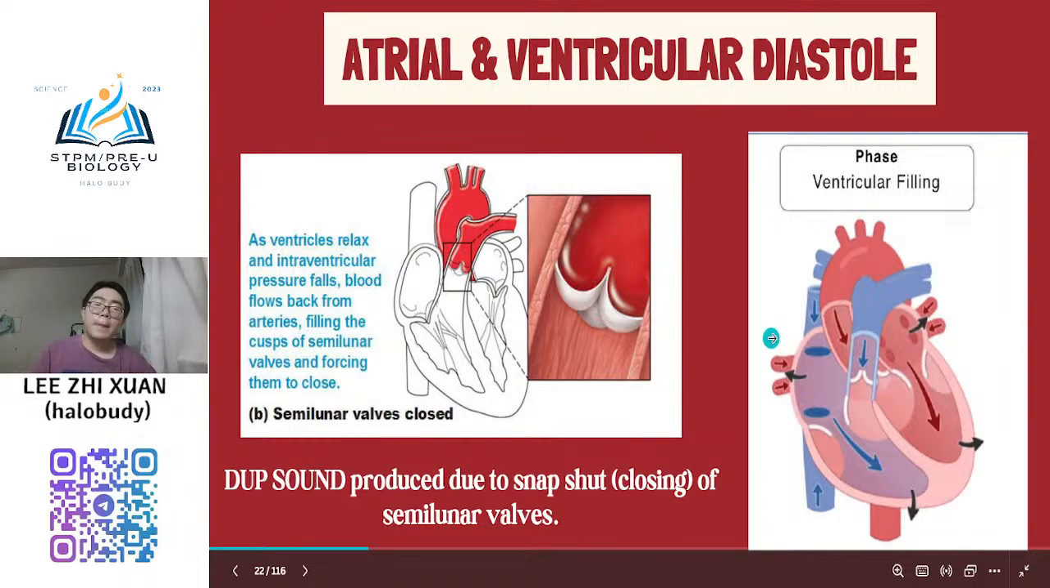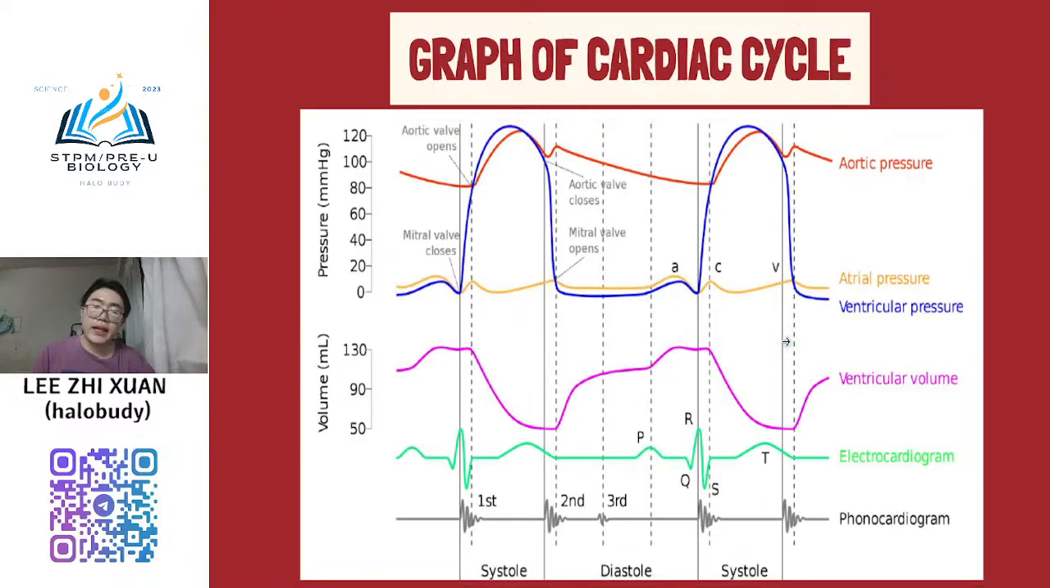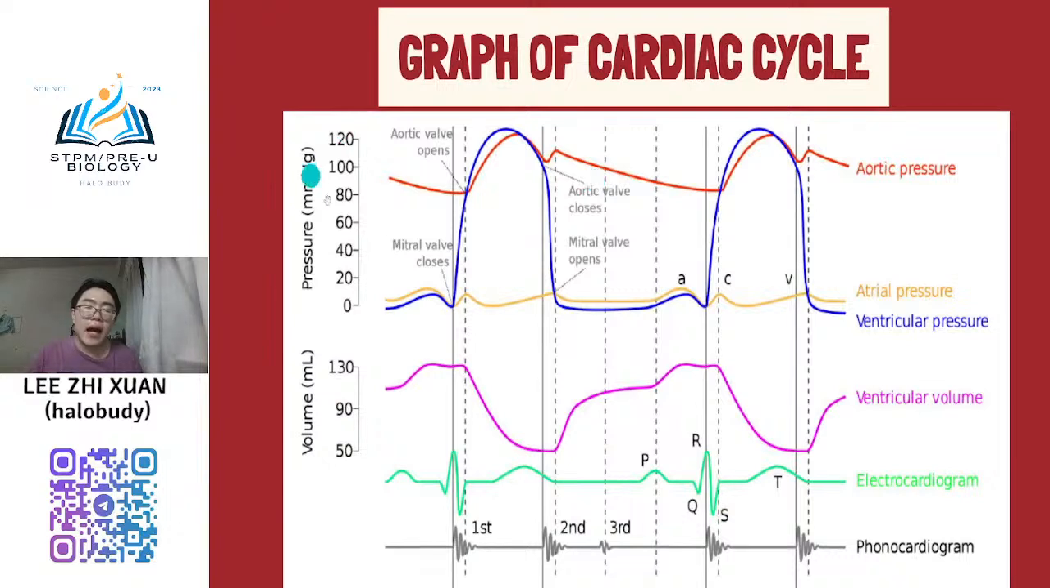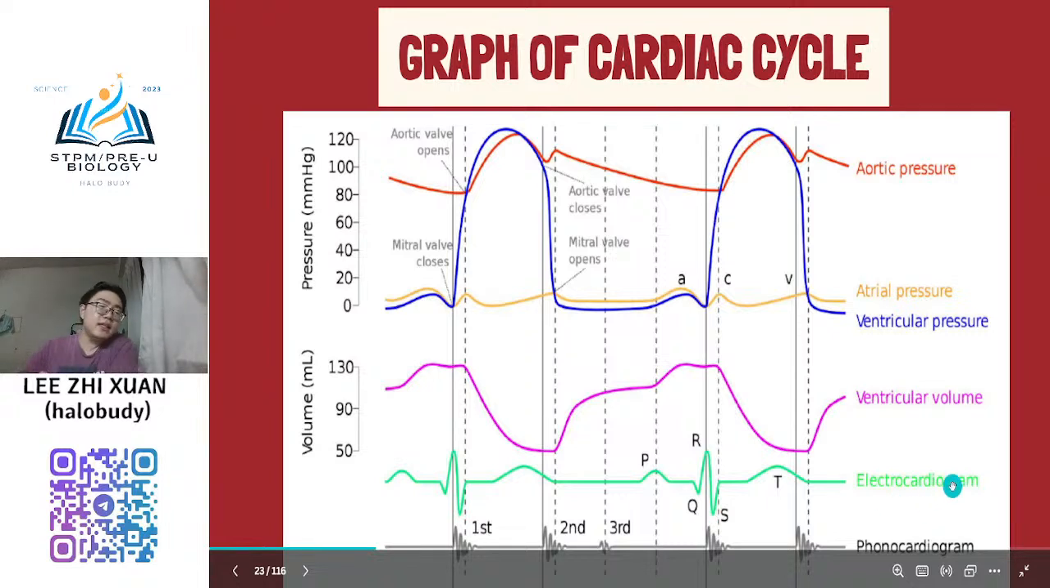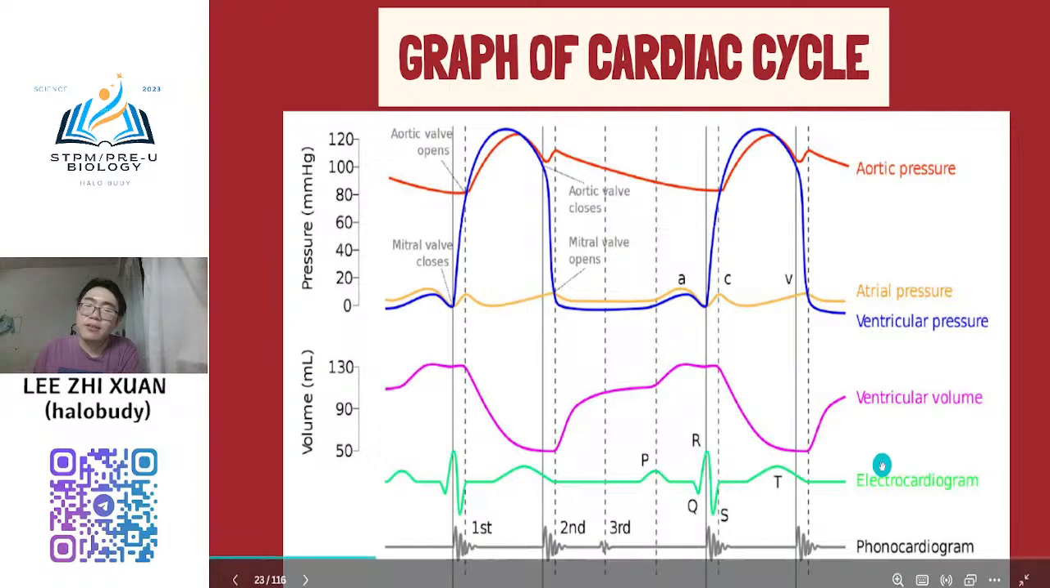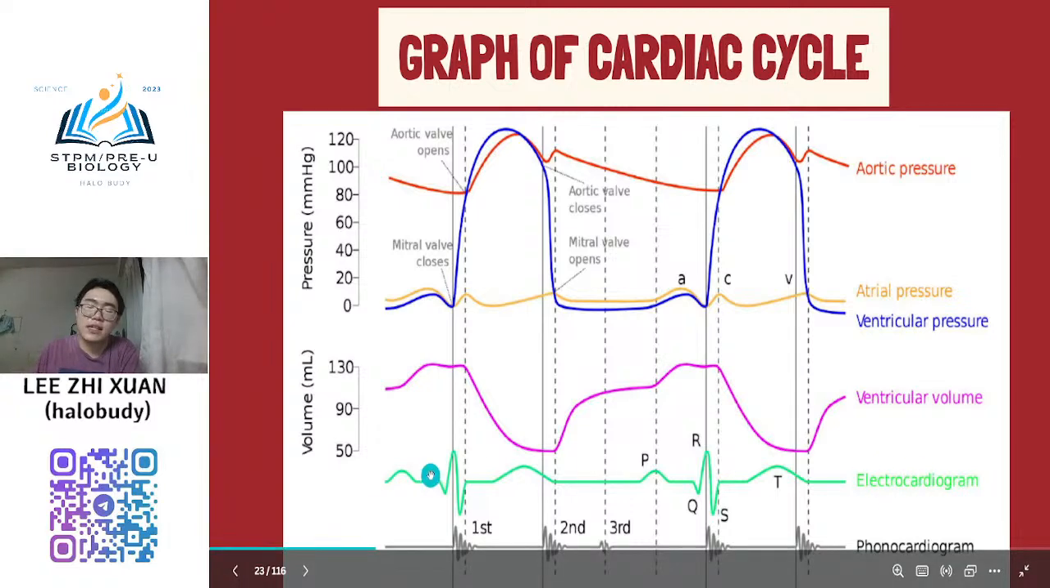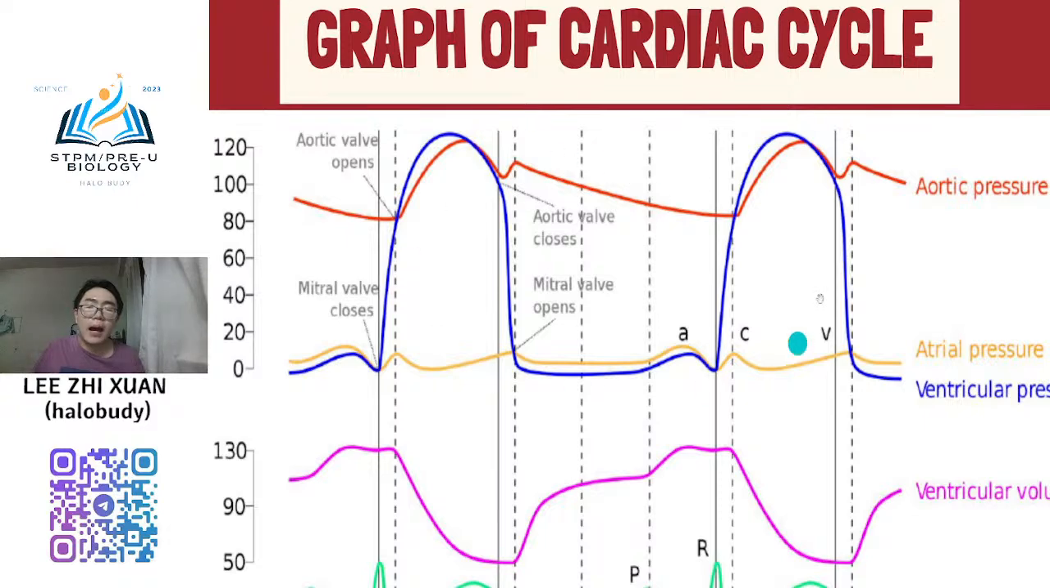Okay, now we will go to the graph of the cardiac cycle. You just need to focus on the upper part, because the lower part is called the electrocardiogram. This one is for doctors. You will see this diagram in hospital, especially for people in the ICU. I think you see it in dramas too, this diagram. This is the cardiogram. But in our syllabus, you just need to know the upper part.